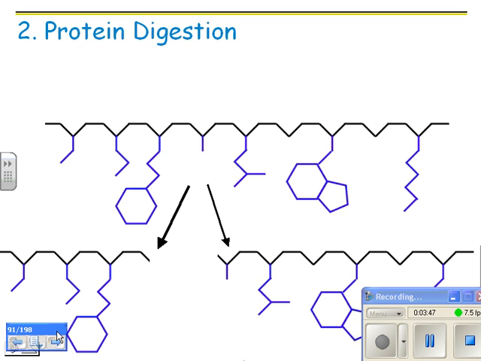And I'm going to skip the video because they don't screen capture, so I'll show you that separately. So protein digestion, this is a big protein polymer, which is called a polypeptide. And so what you're doing here is breaking a polypeptide into smaller polypeptides, or into peptides.